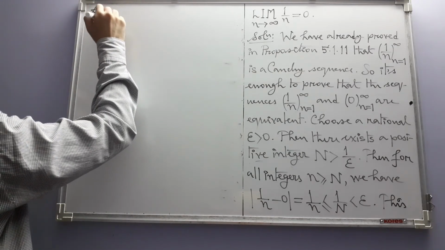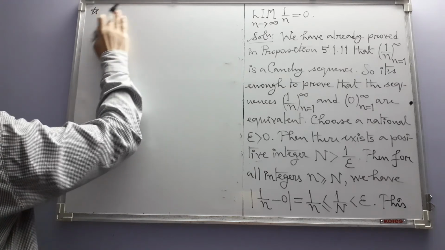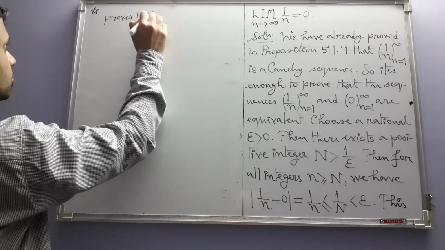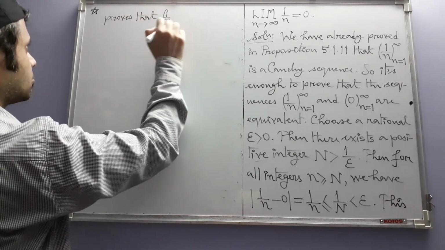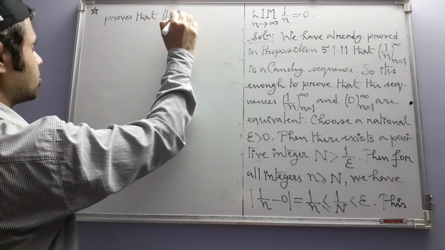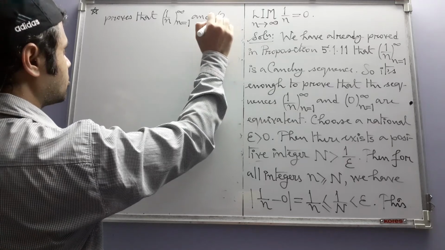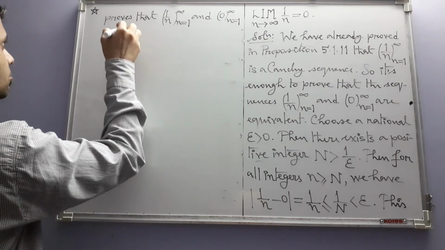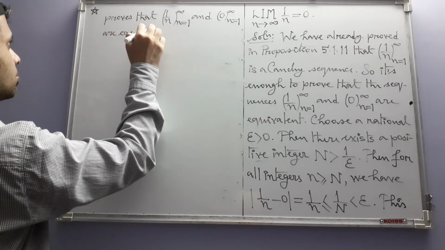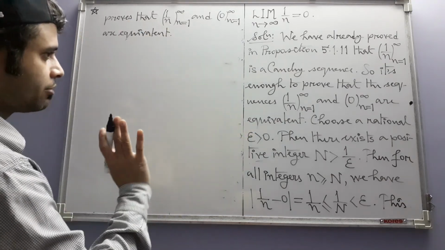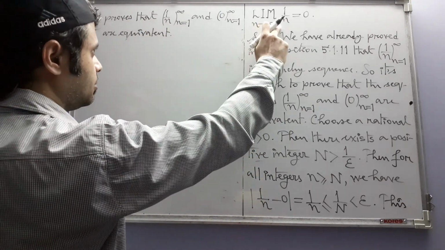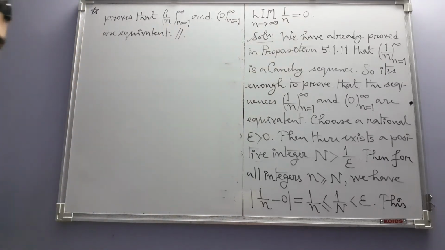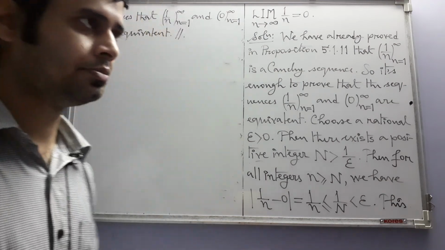This proves that 1 divided by n and the constant sequence 0 are equivalent. So that's what we wanted to show, which implies that this formal limit is equal to 0. So that completes the solution and that completes this section also.